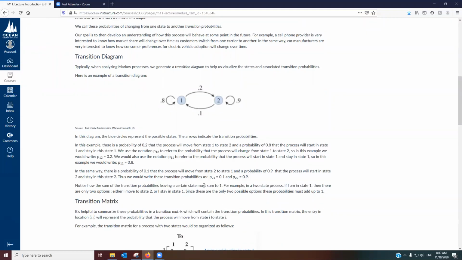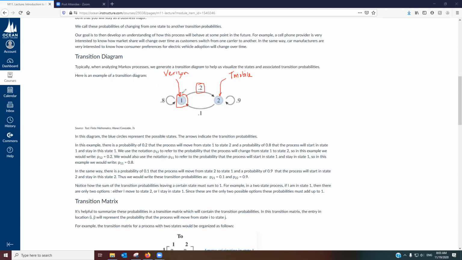What this allows you to do is get a visual picture of the probabilities for moving from one state to another. So here's how this transition diagram works. These blue circles are the states. So let's say state 1 is Verizon cell phone service, and state 2 is T-Mobile. And what you do is you write down the probability of changing from one state to another. So if I'm a Verizon customer now, what's the probability that I'm going to change over to be a T-Mobile customer? Well, according to this, that probability is 0.2.